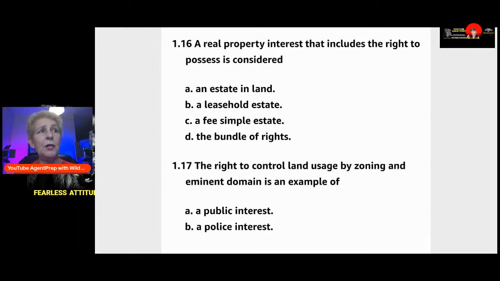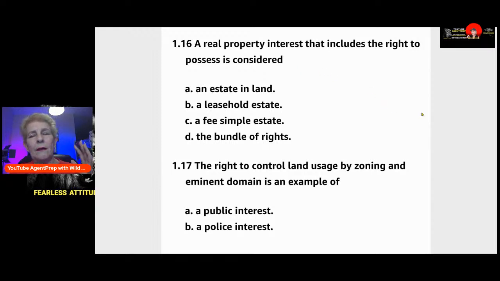Okay, number 16, a real property interest that includes the right to possess is considered A, an estate in land, B, a leasehold estate, C, a fee simple estate, or D, the bundle of rights. So when you own real estate, you have a real interest in that property. An estate is when you have an interest in real property. And the real property is the land and the improvements. And so, a real property interest that includes the right to possess it.